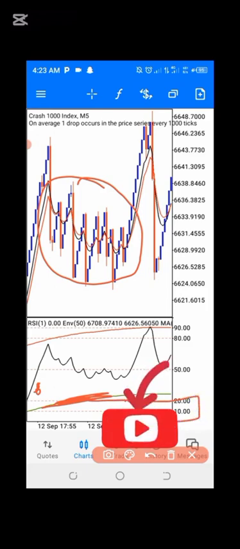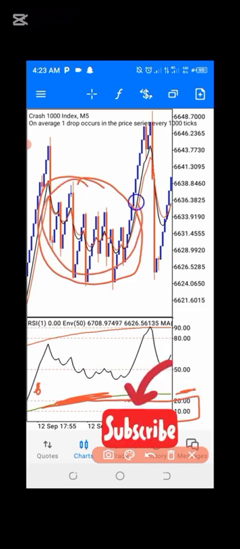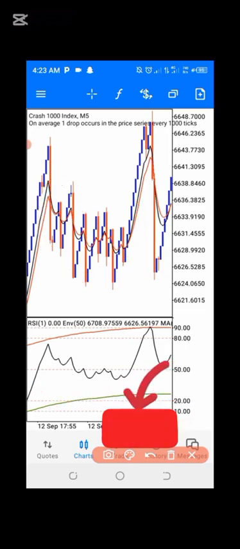Now look at where it's currently. You can see it's above 20. Look at all the places where we have this consolidation. You can see it's above 20. You can see when we have all this consolidation, it is above 20.